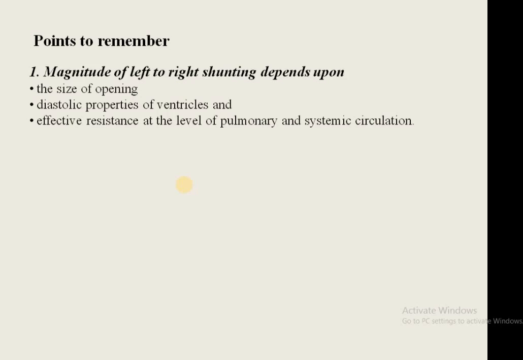So at the pulmonary level, the more the resistance at the pulmonary level, more will be the resistance developed in the right ventricle, more will be the pressure developing in the right atrium. So those pressure changes will determine the magnitude of shunting. So that magnitude of shunting depends upon pulmonary circulation pressure as well as the systemic circulation resistance. So more the resistance is created at these places, more the resistance generates at the back places. So three things: size of opening, diastolic property of ventricles, and the effective resistance of the pulmonary and systemic circulation.